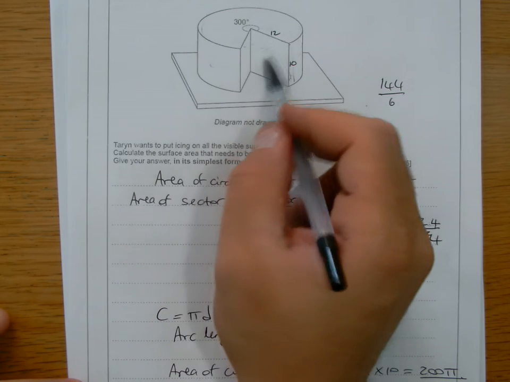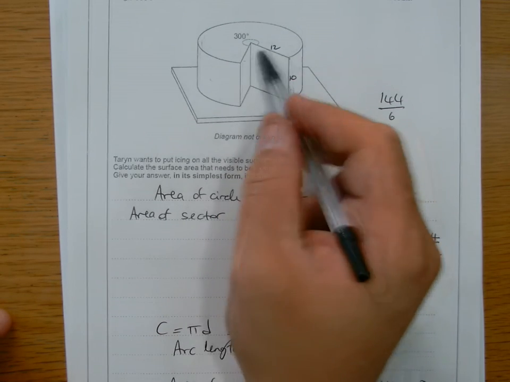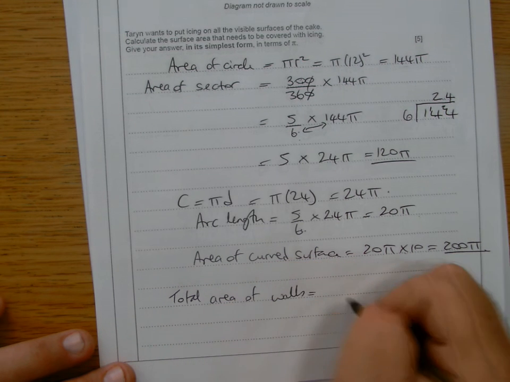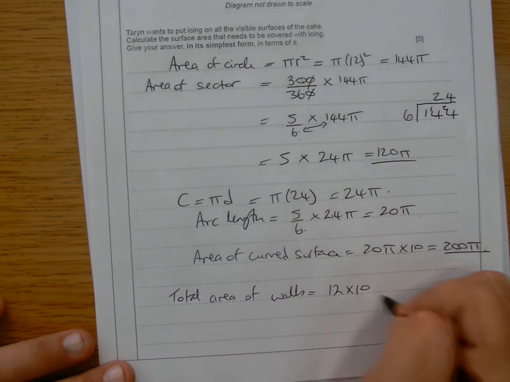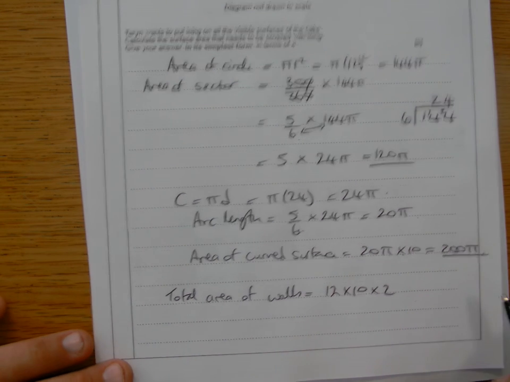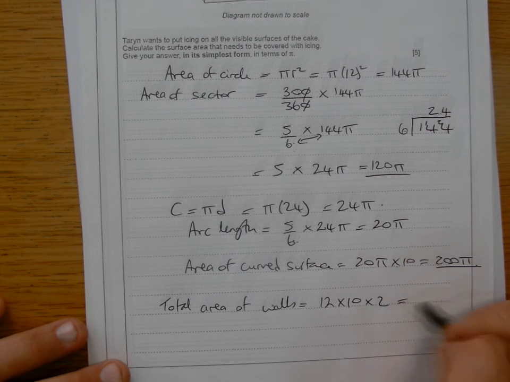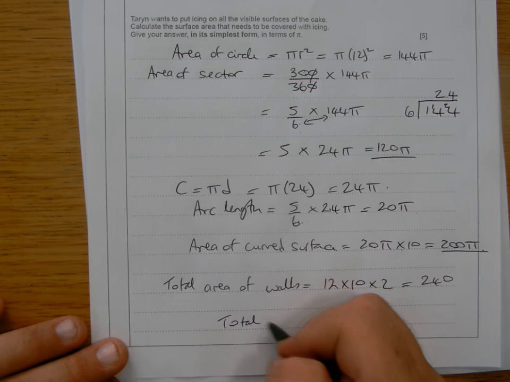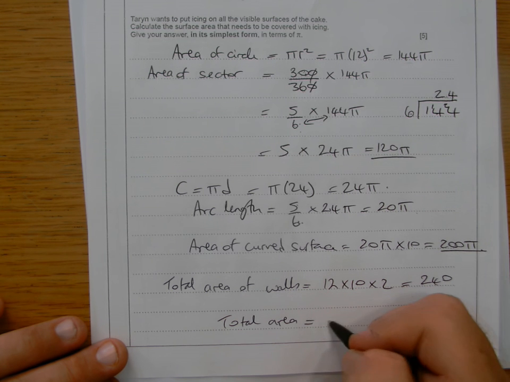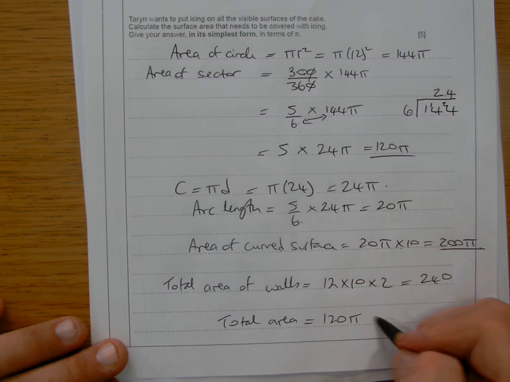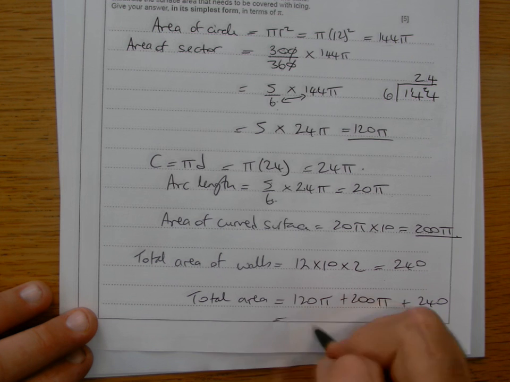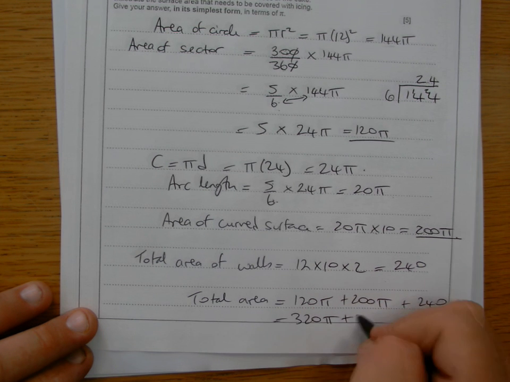We just need to work out these interior walls now. That's really easy because it's a rectangle. It's 12 times 10. So the total area of walls will be 12 times 10, but then of course you've got to double that, because there's 2 of them. So we get 240 when you work that out. So the total area to finish off will be 120 pi up there plus 200 pi plus the 240 here. So that simplifies to be 320 pi plus 240.